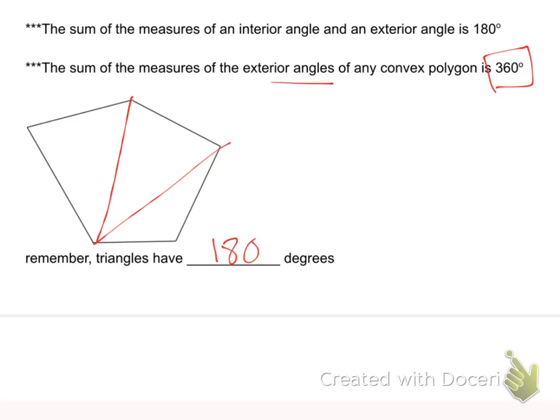How many triangles do you see? 3. 3 times 180 will equal 540. 540 degrees. How many degrees are inside a pentagon? 540.